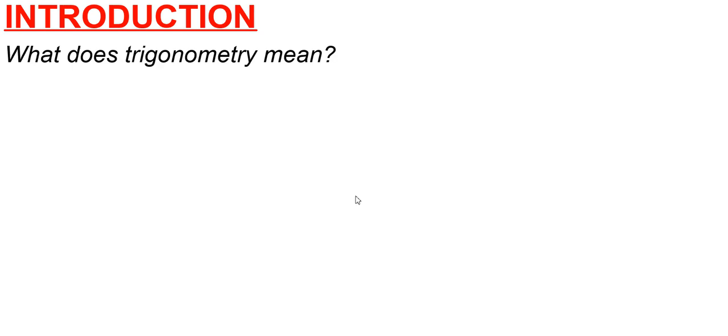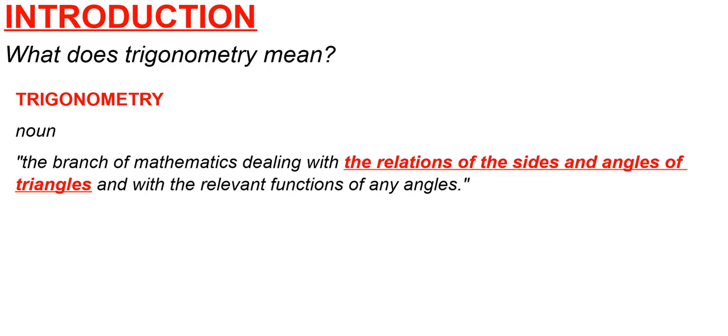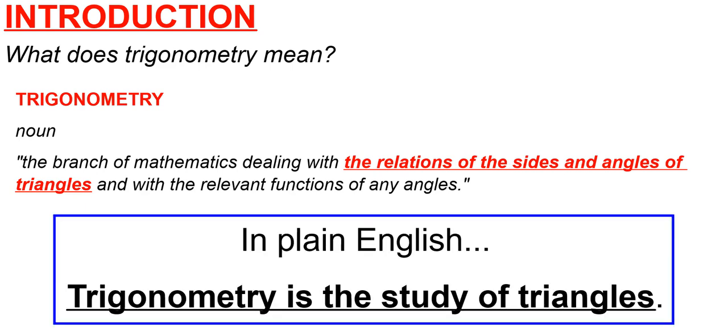Introduction. What does trigonometry mean? Literally, if you were to look it up, which I did because I'm a sad maths teacher, perhaps, or maybe I'm just interested, it's a noun. It means the branch of mathematics dealing with the relations of the sides and angles of triangles and with the relevant functions of any angles. That's a bit complicated in itself, so let's simplify it. In essence, it's just the relations of the sides and angles of triangles. To put it simply, in plain English, trigonometry is the study of triangles. Tri, as in three angles. Tri, triangles. There you go.